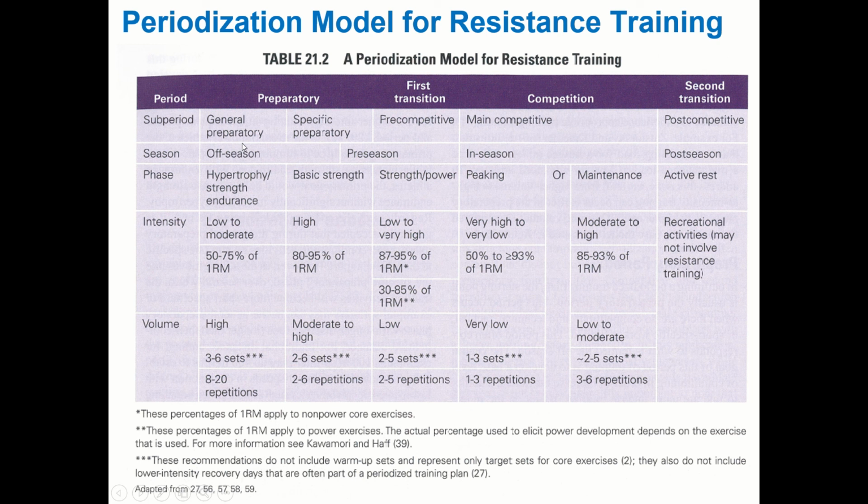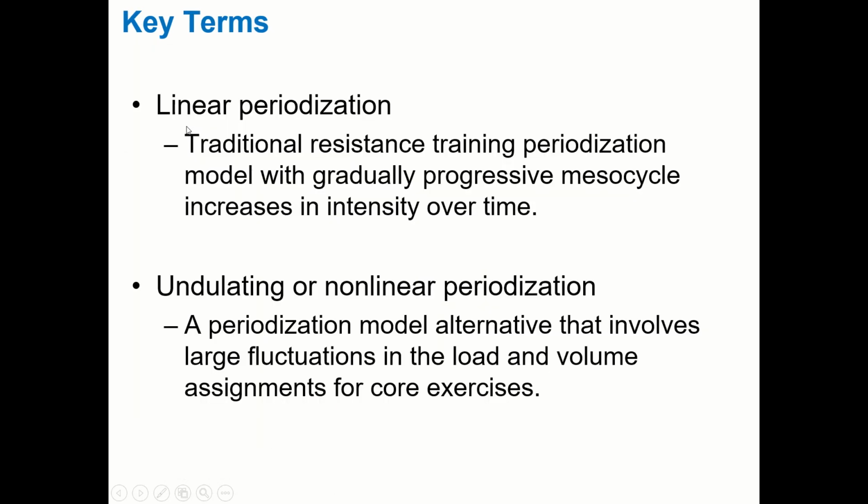But it includes other terminology, so off-season, preseason, in-season, and then the hypertrophy, basic strength, strength, power, and peaking. So just these top 3 rows are all the different types of terminology you could use. But like I said, throughout 345, we use the top line, or the top row. We talked about these as well.